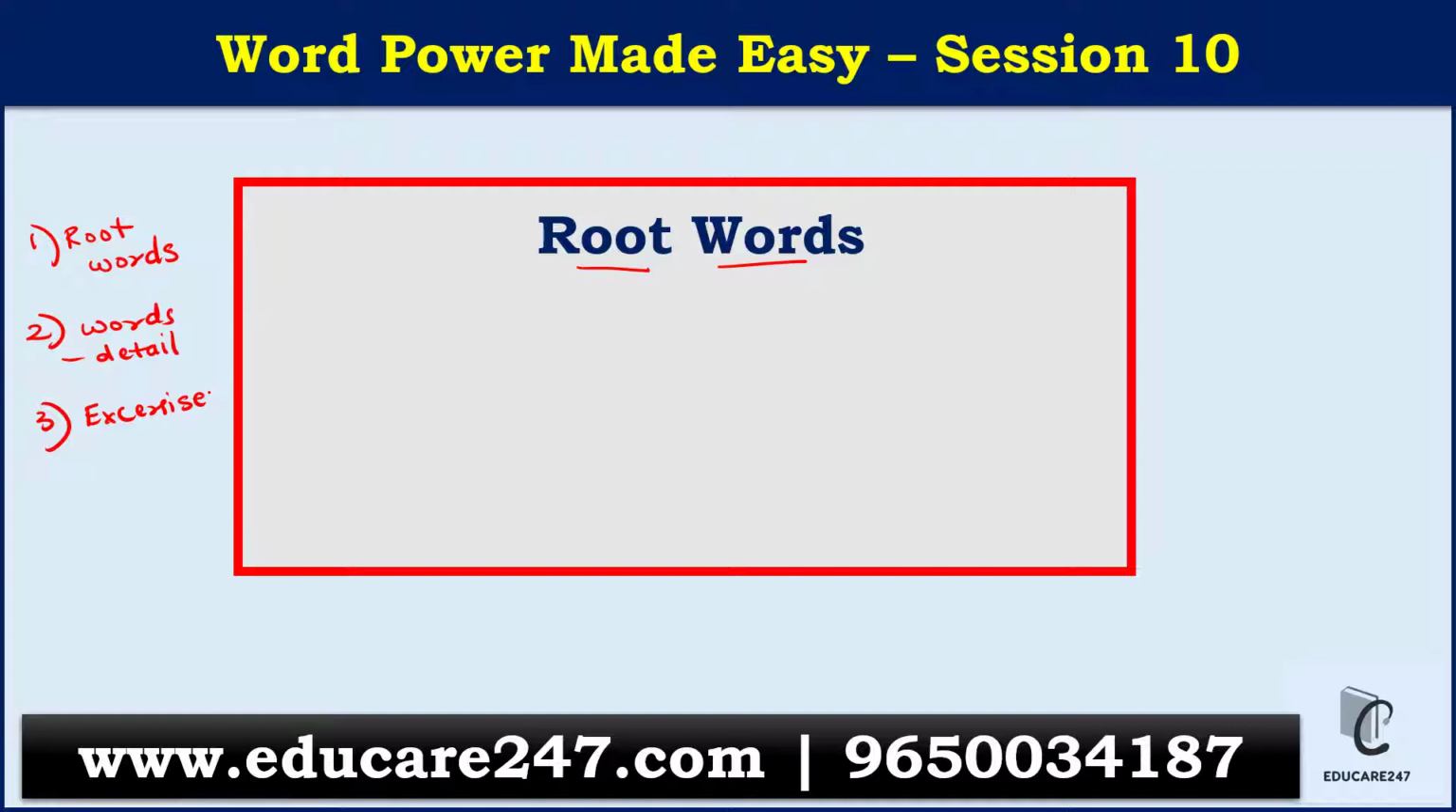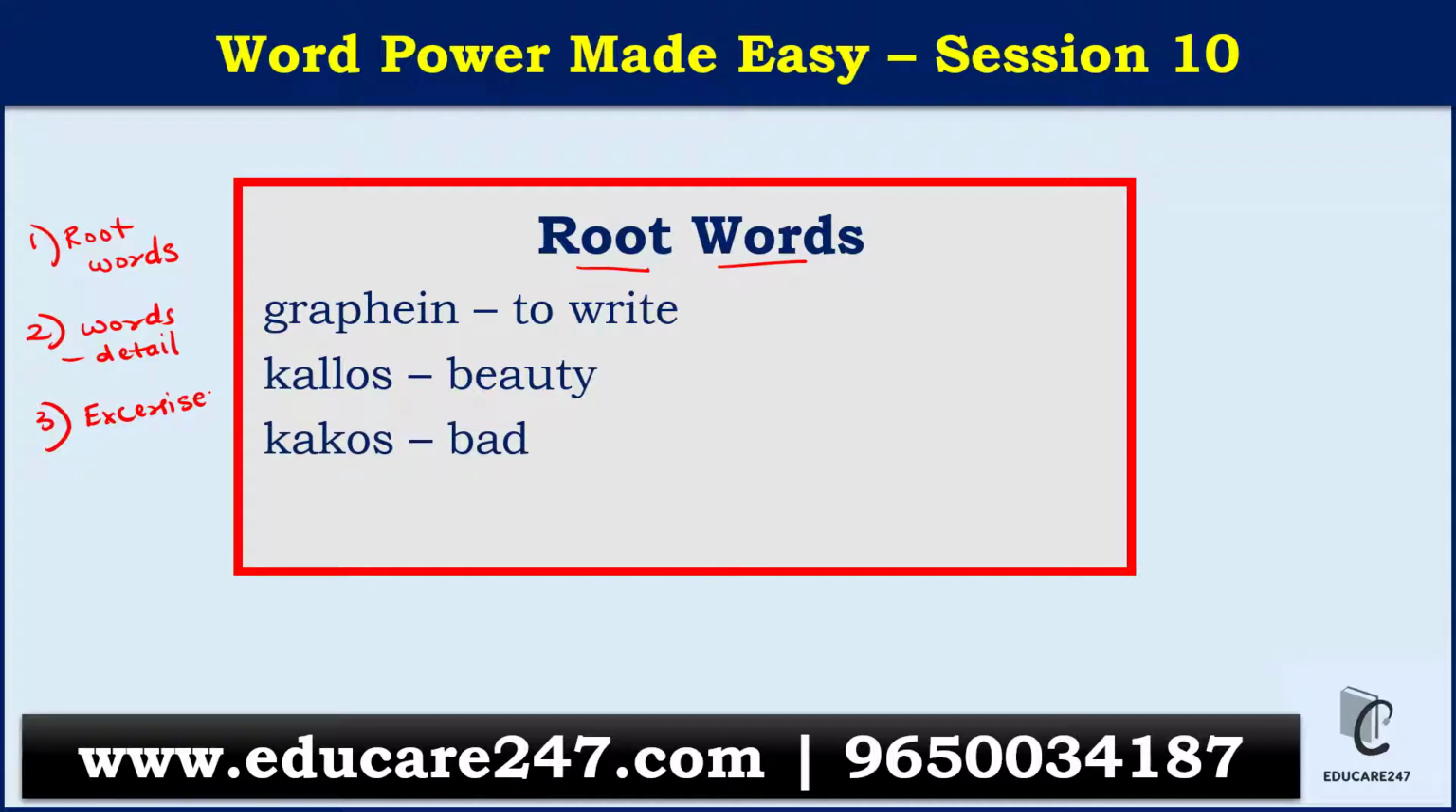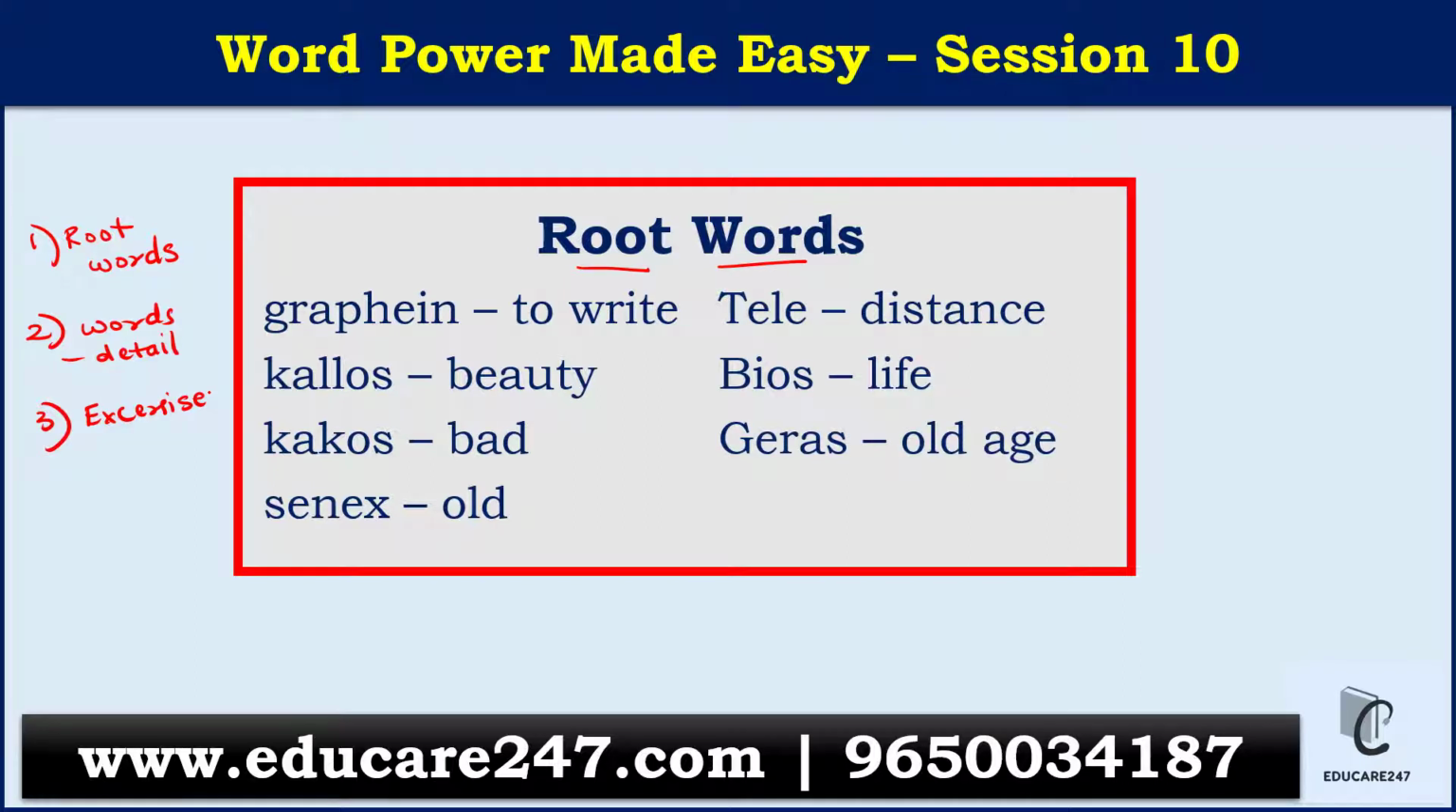First we'll be starting with the root words. The first word here we have is graphein, which means to write. Next word is kalos, which means beauty. Third word is kakos, which means bad. Fourth word is senex, which means old. Fifth is tele, which means distance. Next word is bios, which means life. Geros, which means old age. And the final word is ascent, which means growing. So I hope the meaning of the words is clear. So we'll see the words based on them.